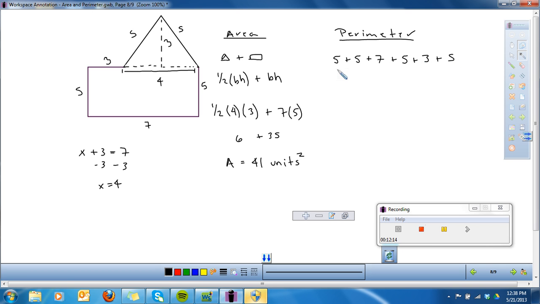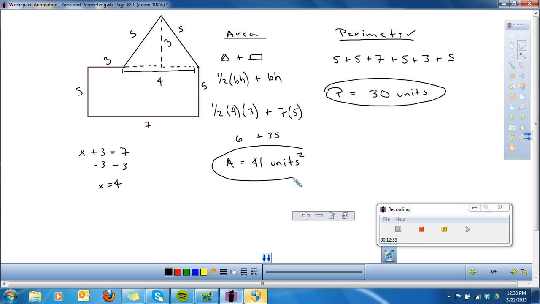And I'm going to go ahead and evaluate that. My perimeter is going to be equal to 5 plus 5 plus 7 plus 5 plus 3 plus 5, which is 30 units. So we have a perimeter of 30 units and an area of 41 units squared.